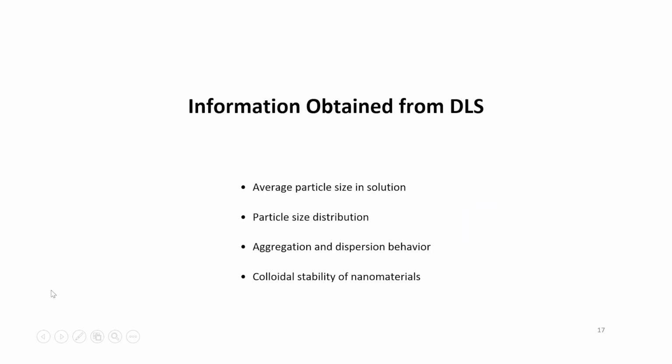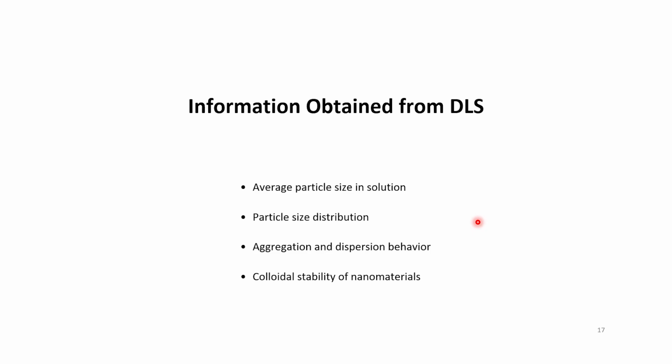So, what is the information obtained from DLS? Dynamic light scattering will provide information on the average particle size in a solution. As I have already told you, whether larger size or small size particles, it will give you information on that. In a solution, there may be smaller particles, there may be larger particles, so it will give you an average particle size. It can also give you a particle size distribution, and then aggregation and dispersion behavior.